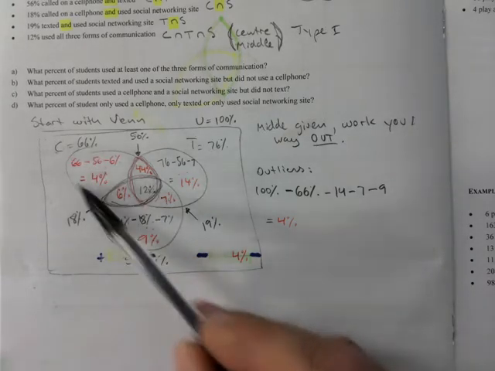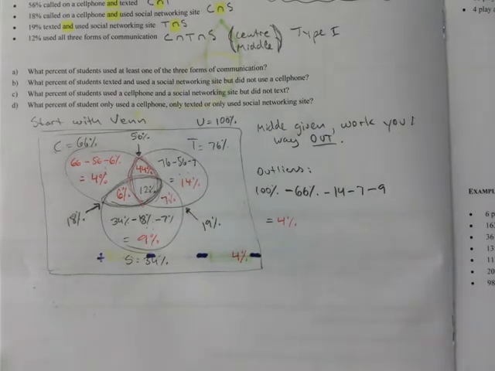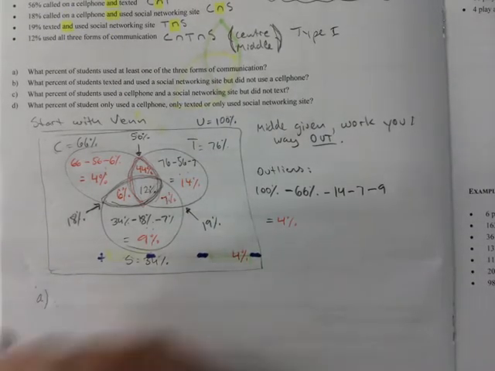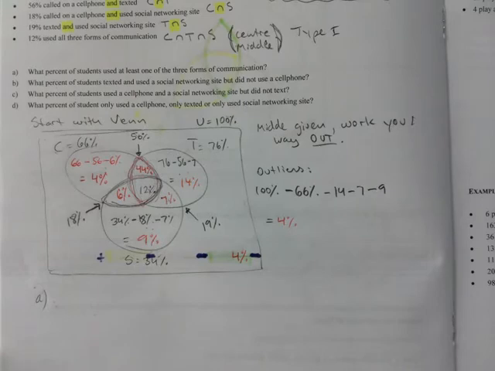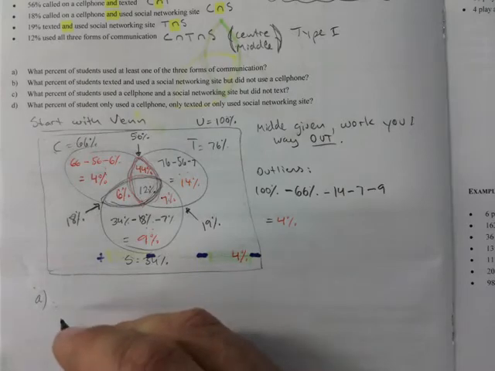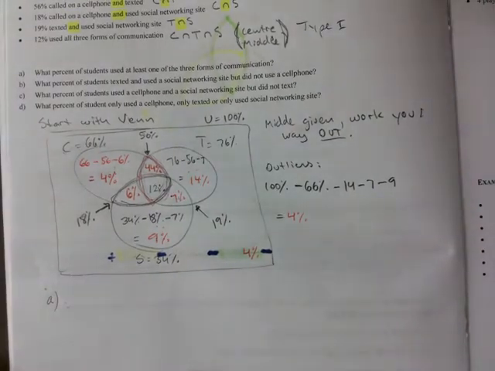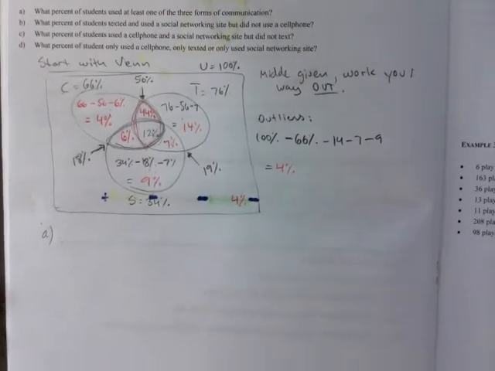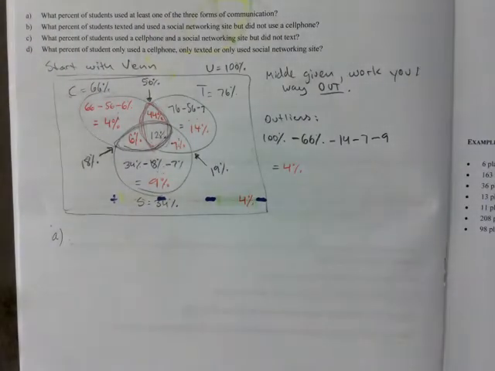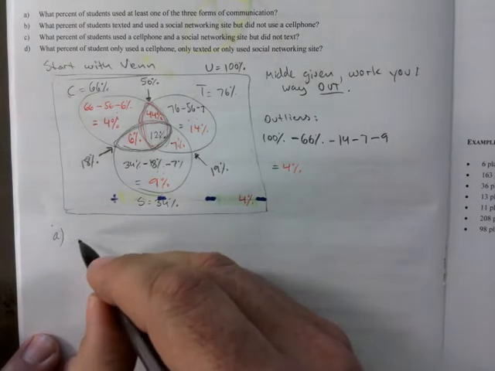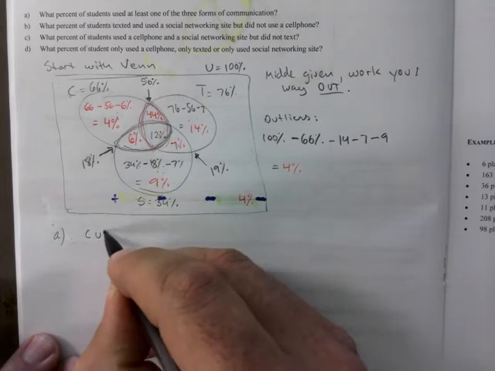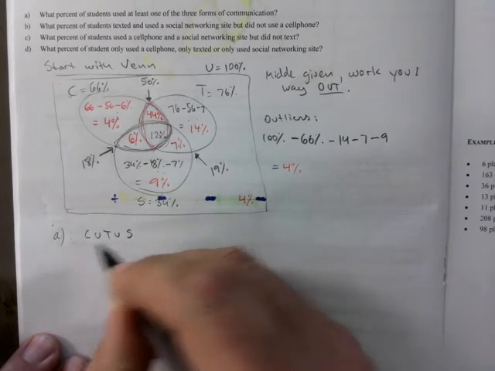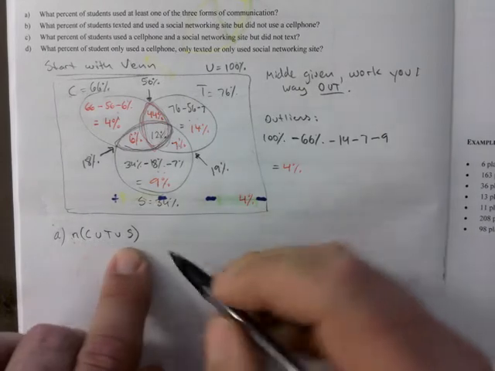So technically, if you added everything up, you should get to 100%. Now let's answer questions. A, what percent of students used at least one of the three forms of communication? What is it asking for there? Any brave volunteer? Everything but the outliers, the union of all three sets, right? Okay, you're with me. It's the union of all of them.